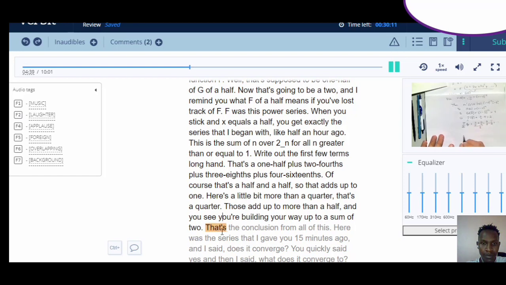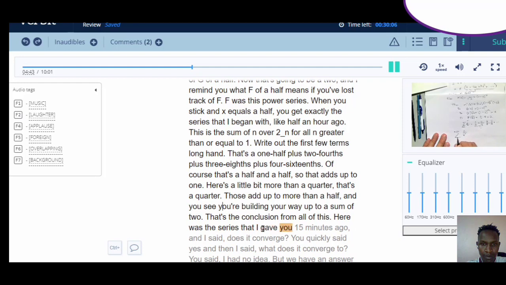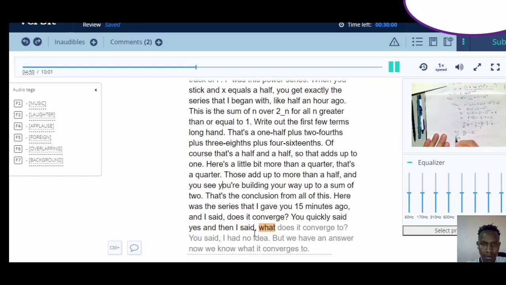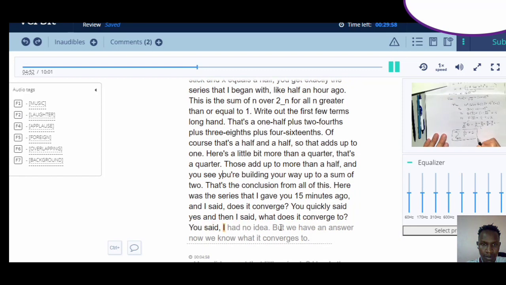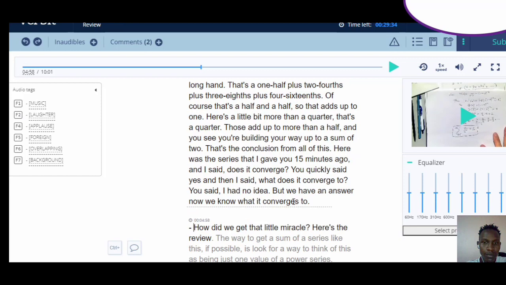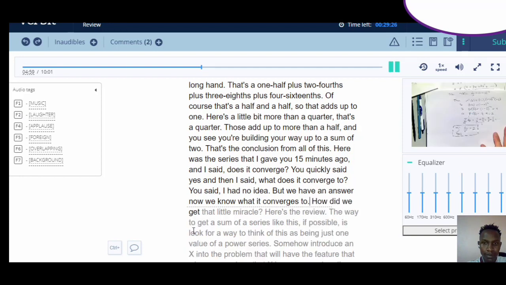So that's the conclusion from all of this. Here was the series that I gave you 15 minutes ago, and I said, does it converge? And you quickly said yes. And then I said, what does it converge to? And you said, I had no idea. But we have an answer now. We know what it converges to. And how did we get that little miracle?